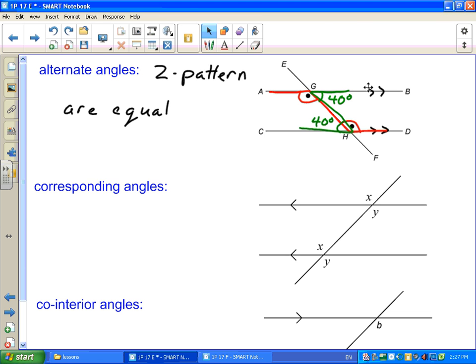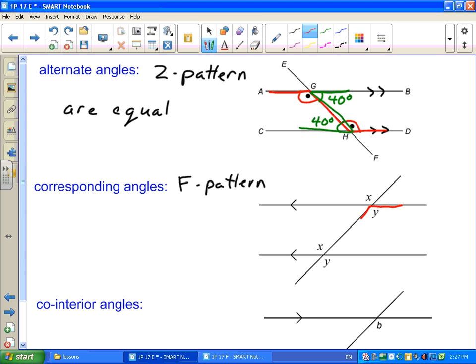The next one is what are called corresponding angles. And for corresponding angles, this is sometimes called the F pattern. Because if we look at these two angles that are marked with a Y, and I draw this in like this, this is kind of a backwards looking F. The two Y's here are underneath the arms of the F. Okay, Y and Y there. So corresponding angles, or angles that are underneath the arms of the F, are equal as well.